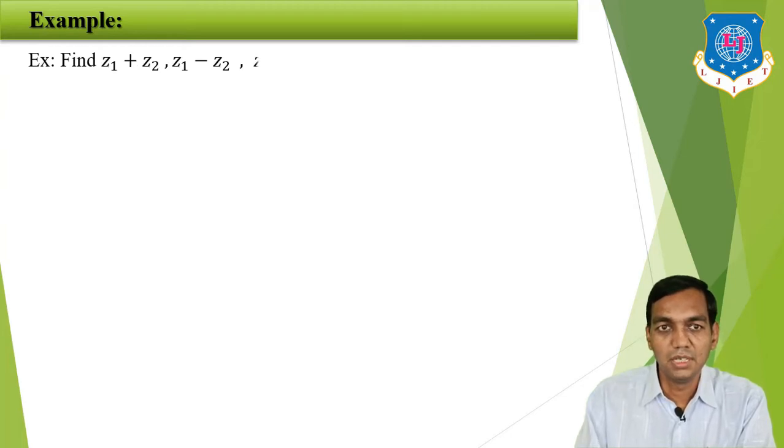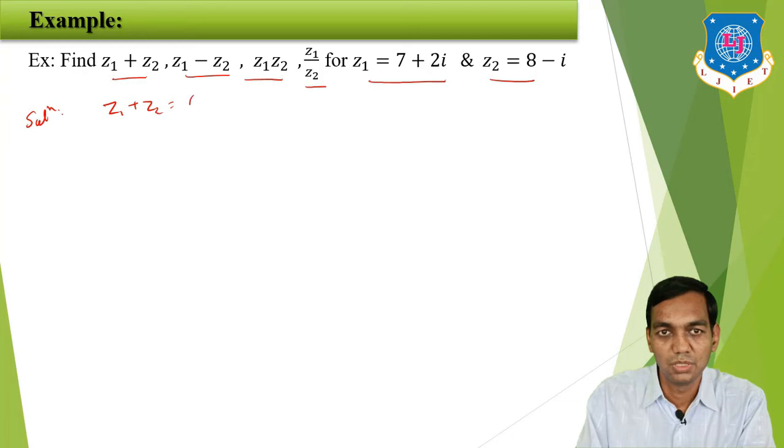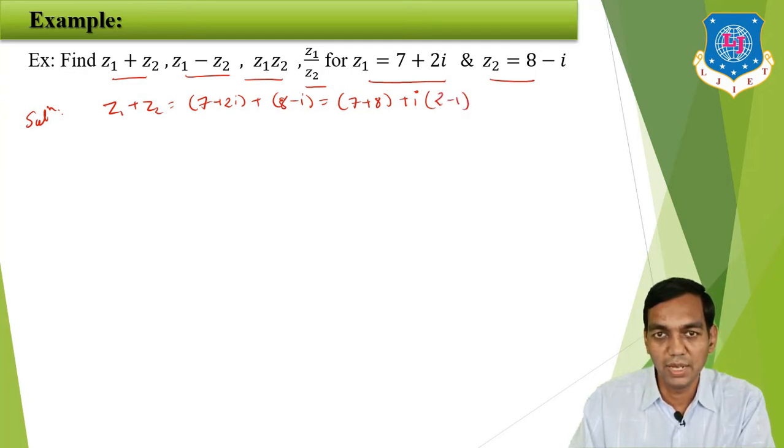Now, find z1 plus z2, z1 minus z2, z1 into z2 and z1 upon z2, for z1 equal to this and z2 equal to this. So starting with the solution, z1 plus z2 is 7 plus 2i plus 8 minus i, and that will be 7 plus 8 plus i into (2 minus 1). See what I have told you: you have to add the real parts and add the imaginary parts. 7 plus 8 is 15, and 2 minus 1 is 1. So 1 into i is i.